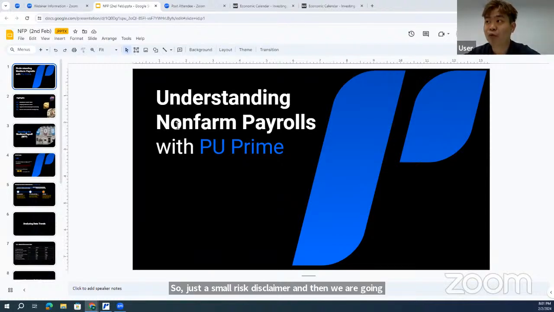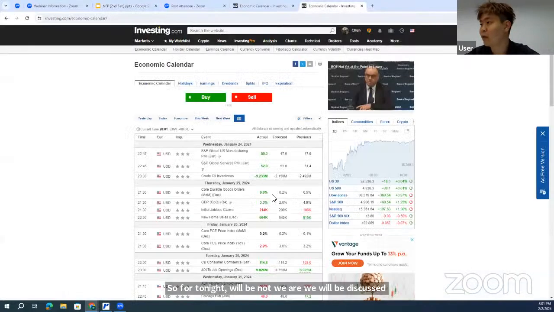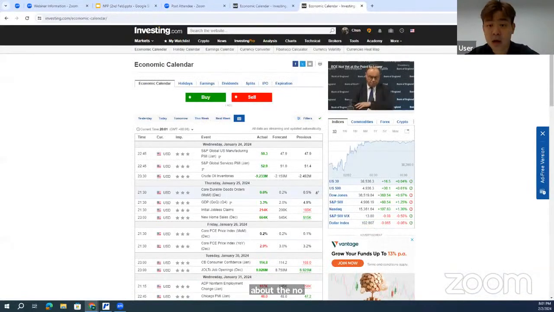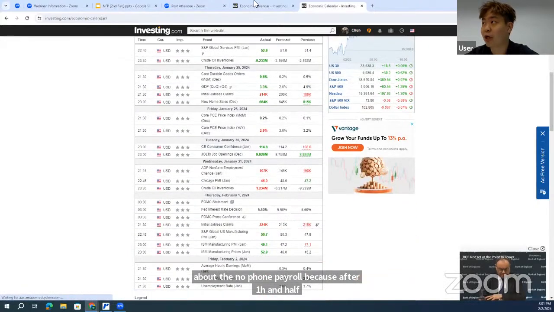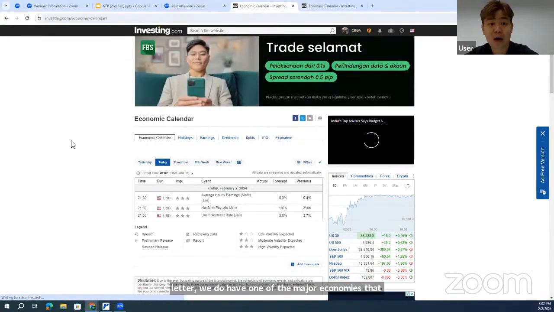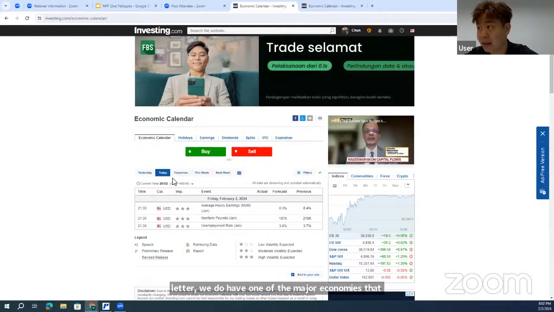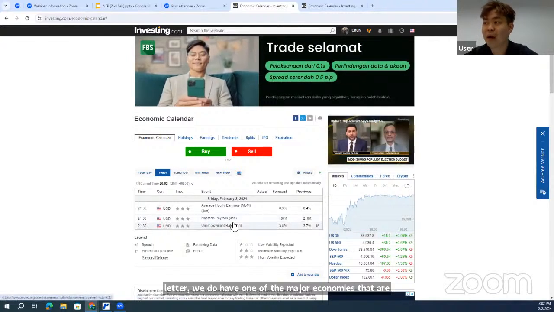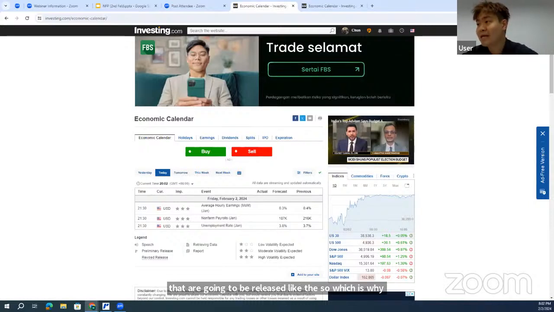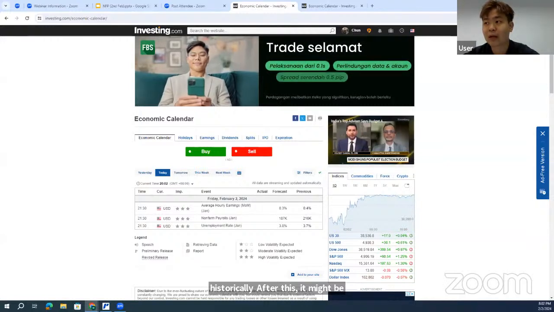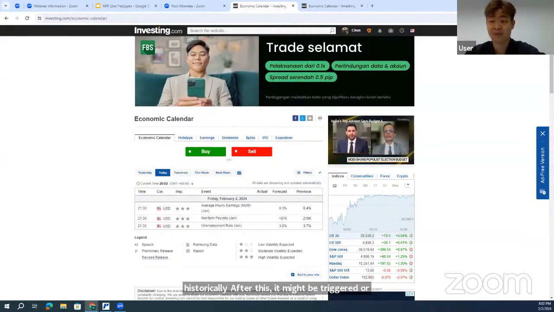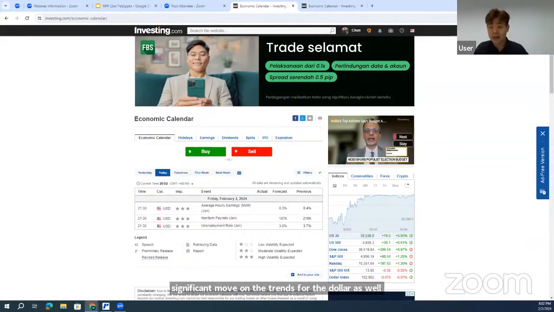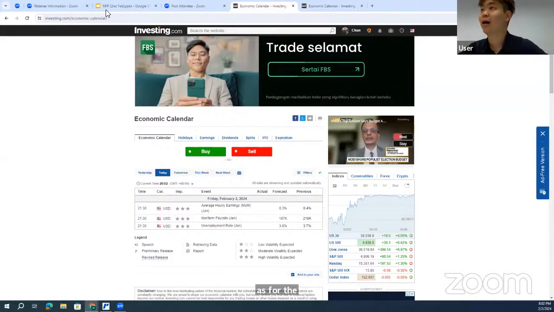So for tonight's webinar, we will discuss the non-farm payroll, because an hour and a half from now, we have one of the major economic data releases. That is the non-farm payroll as well as the unemployment rate. Historically, after this data release, it might trigger a significant movement in the trends for the dollar as well as for the gold market. So this is a key thing that we are going to discuss later tonight.